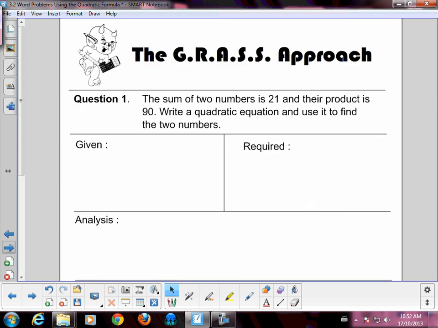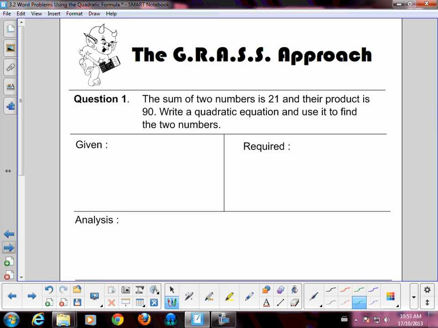Now, what we're going to do with our word questions, we're going to use the GRASP approach. As you know, this is on the bulletin board. This whole format allows us, if we're doing this on a test, to get more marks, because even if I couldn't solve the whole thing by filling in the chart, it allows me to at least demonstrate that I know something.